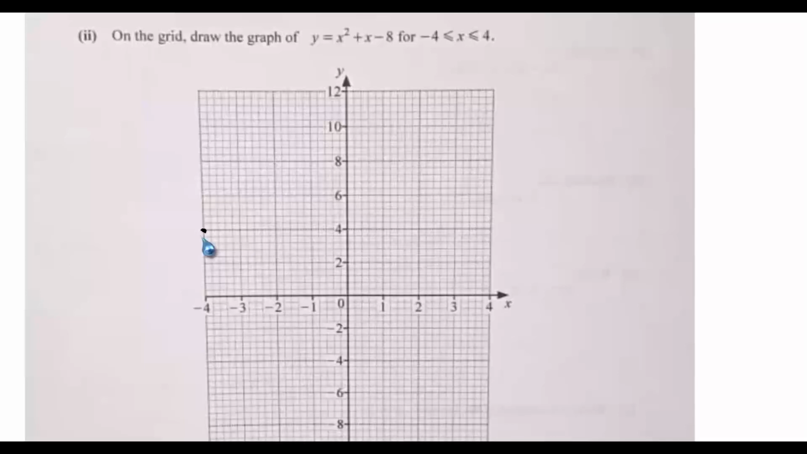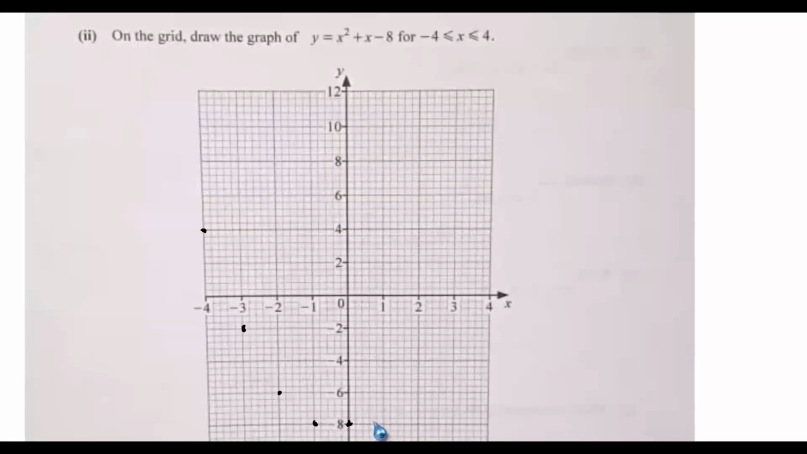So when x equals -3, y equals -2. So it will be this point here. So when x equals -2, we have -6. It will be this point here. Then -1 against -8. It will be here. This point here. Then 0 against -8 as well. It will be on this.